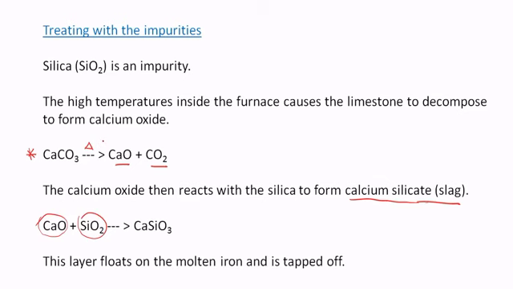And the two extraction methods that you need to be familiar with are the extraction of aluminium and the extraction of iron. The extraction of aluminium is done by electrolysis, and the extraction of iron is done using carbon monoxide as a reducing agent.